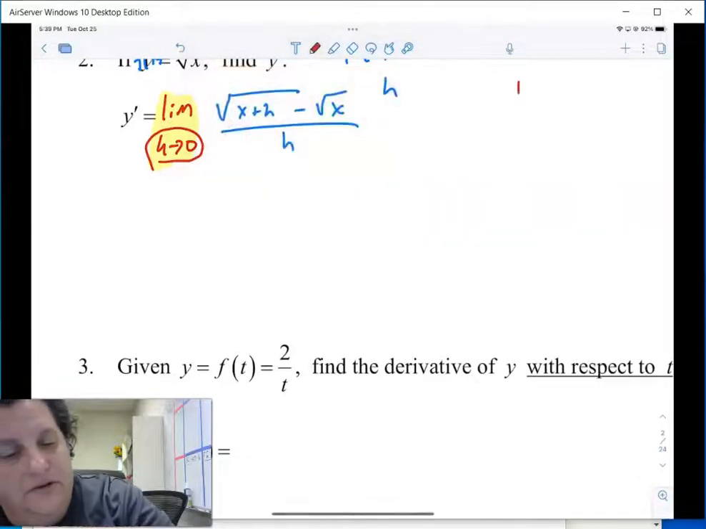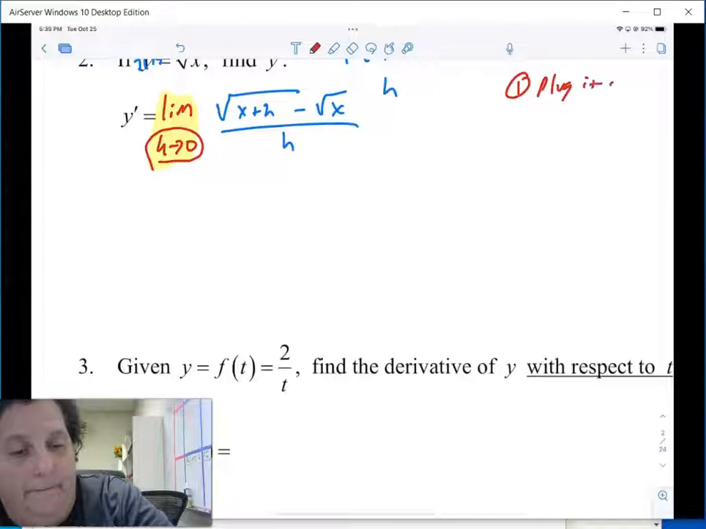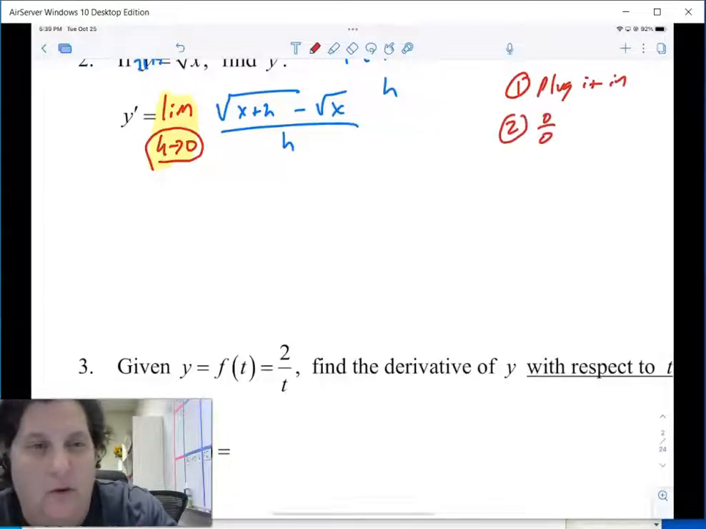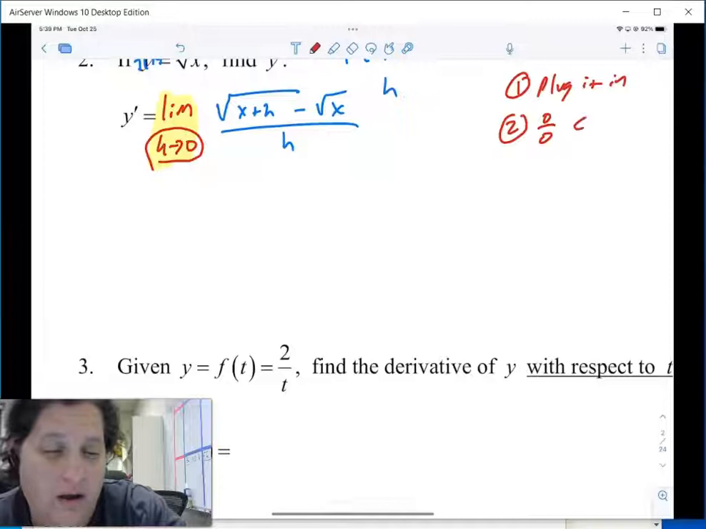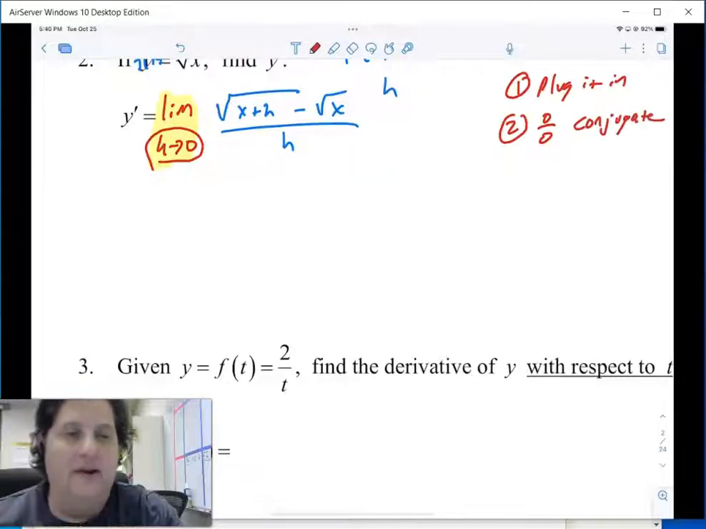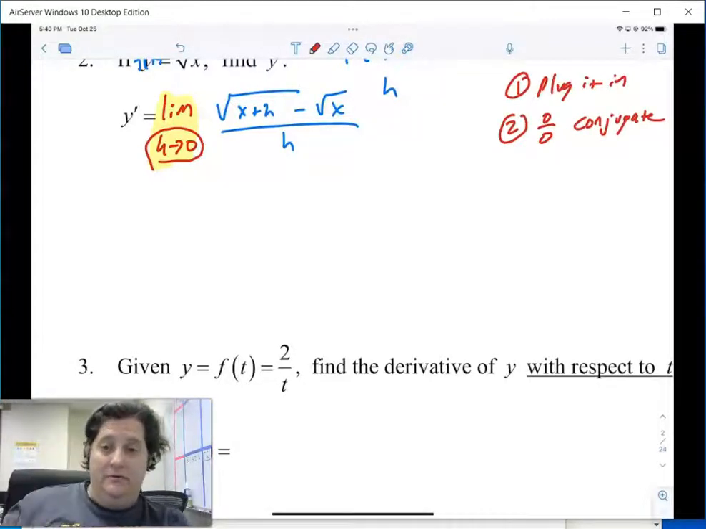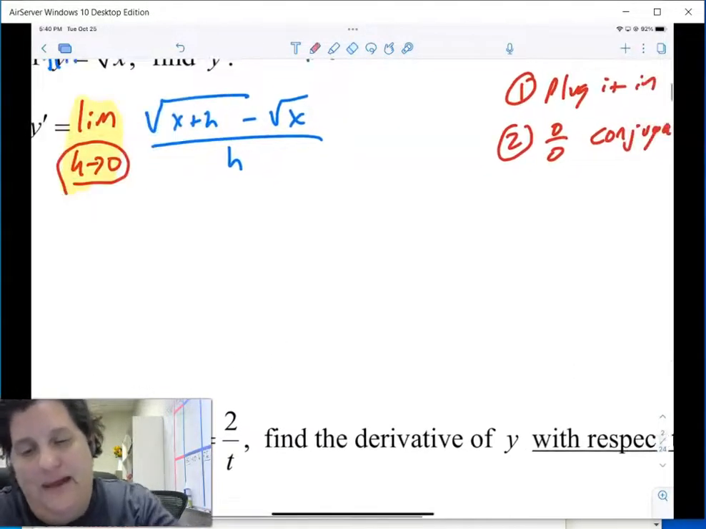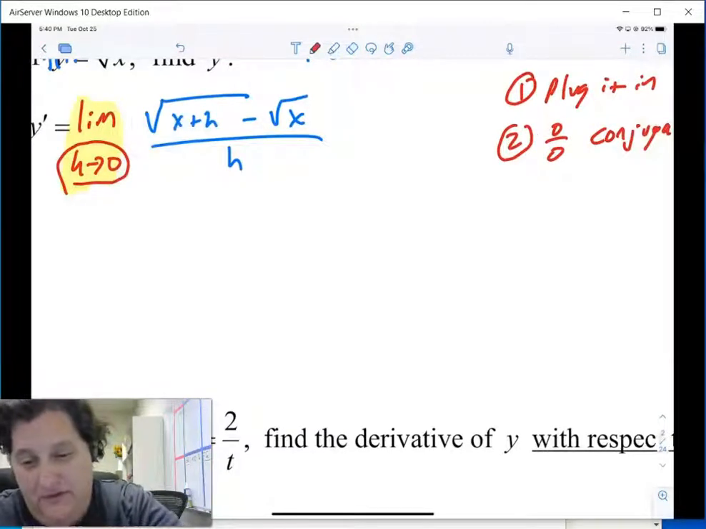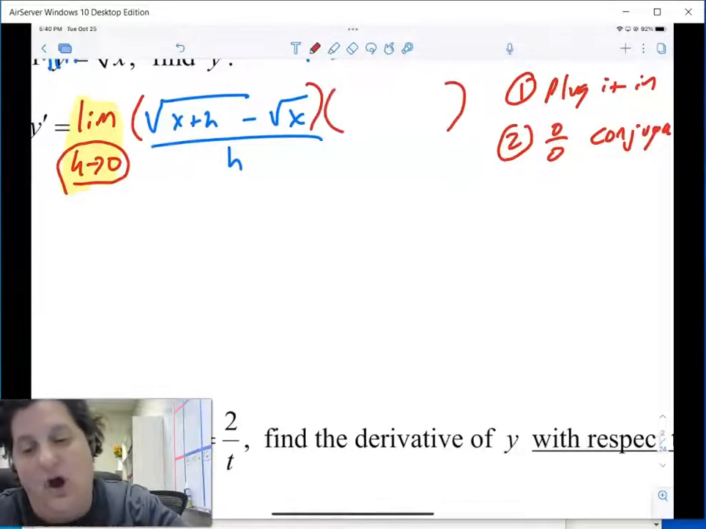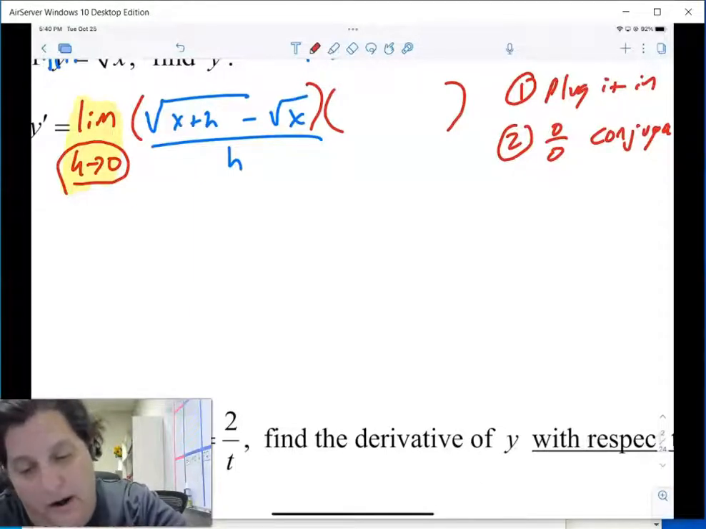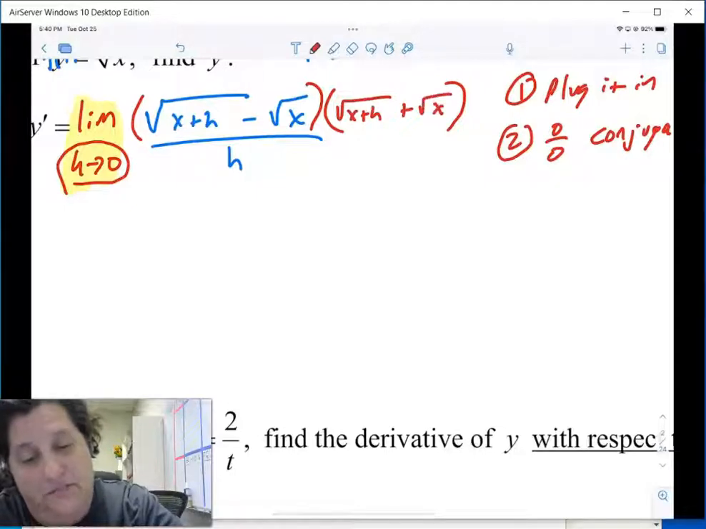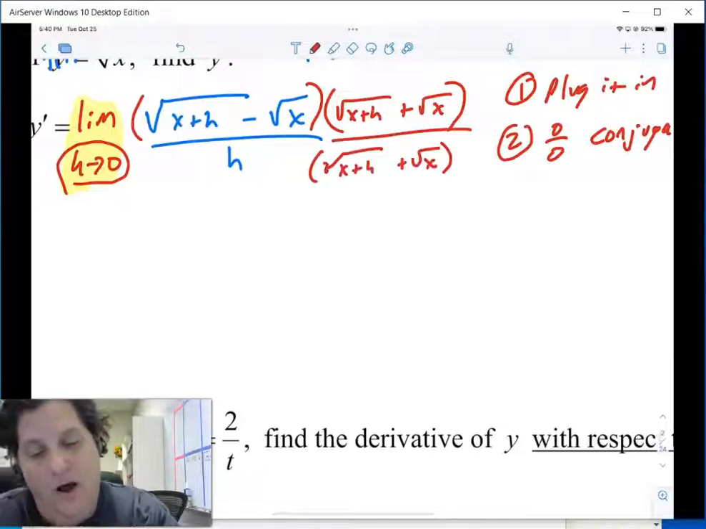Now remember, your steps on a numerical limit. Plug it in. If you get 0 over 0, we did factoring or conjugate. And conjugate comes if you have square root problems, basically, right? Get that out of the way. Okay, so here we go. Here's the conjugate, right? You guys remember this? Conjugate means opposite. So it's taking square root of x plus h minus square root x and putting square root of x plus h plus square root of x on the top and bottom.